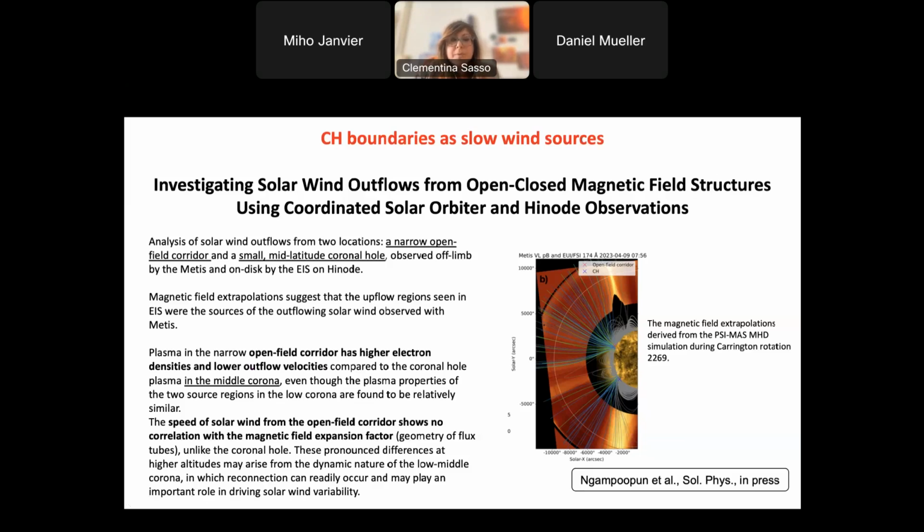Even though the plasma properties in the low corona were found to be relatively similar, the speed of the solar wind from the open field corridor shows no correlation with the magnetic field expansion factor, and this may suggest that other mechanisms like reconnection can play an important role in driving solar wind variability at that height.